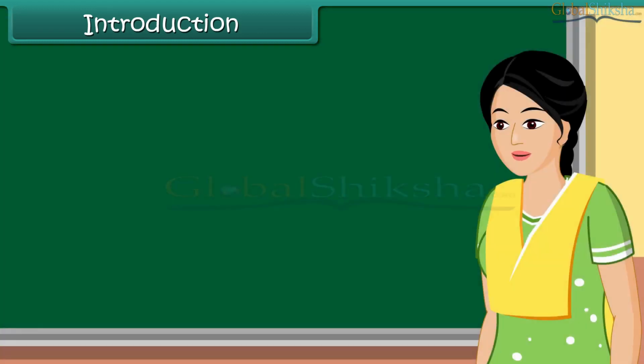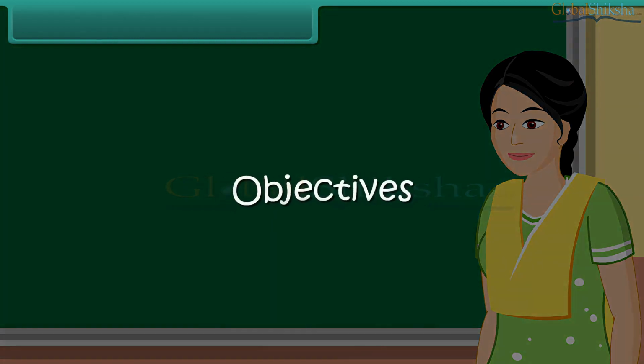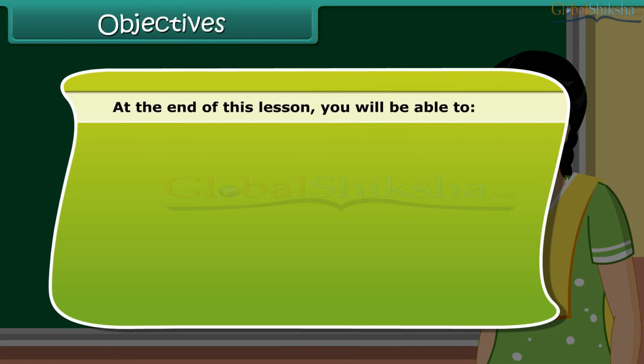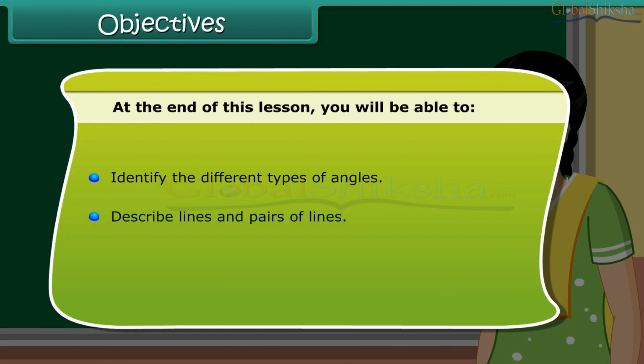Well, we will learn about lines, rays and angles today. Children, in this lesson we will learn about the angles and the types of angles. We will also learn about lines, pairs of lines and parallel lines. Objectives. At the end of this lesson, you will be able to identify the different types of angles, describe lines and pairs of lines, and explain parallel lines.